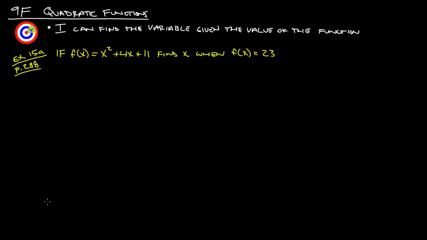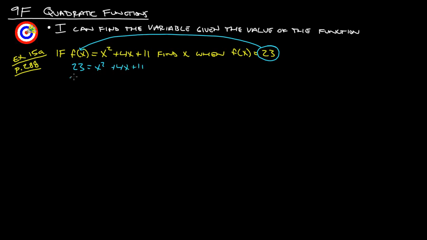Example 15a from page 288 gives us: if f of x equals x squared plus 4x plus 11, find x when f of x equals 23. Now remember, f of x is basically the same thing as y. So this 23, a lot of people are going to want to plug in for the x, but what this really means is plug this in for the y. So that goes here. So what we have is 23 equals x squared plus 4x plus 11.